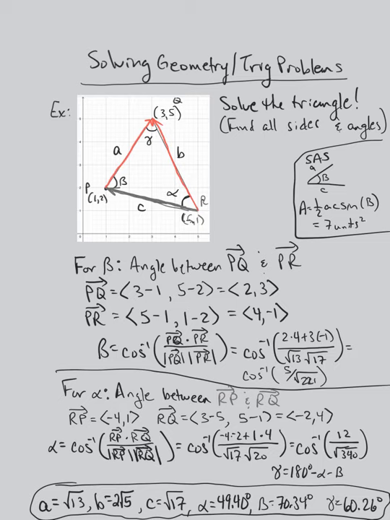Okay, and so once you have the triangle solved, there's all kinds of things. Make sure you realize you could also get the perimeter easily just by adding A, B, and C.